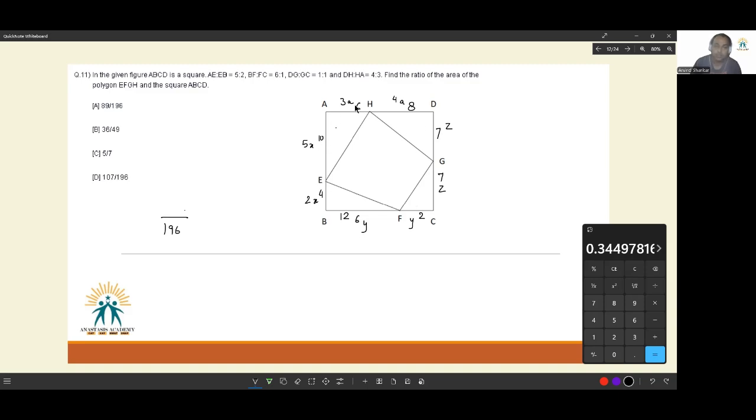Area of this triangle, 10 into 6 by 2, 30. 4 into 7 by 2, 14. 7 into 2, 14 by 2, so 7. And 4 into 12, 48 by 2, so 24. So 21 plus 54, 21 plus 54 is how much? 75. 196 minus 75 will get me 121, but I don't have any of those numbers.